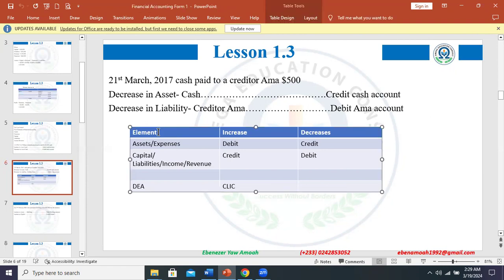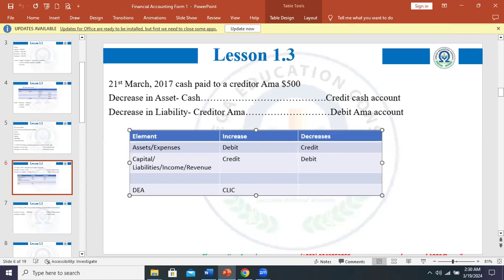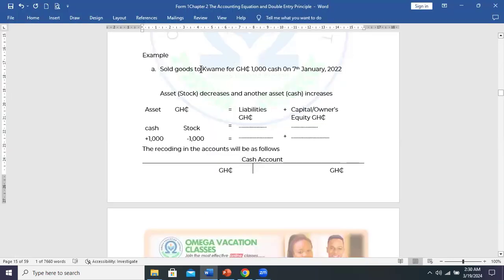Get it straight that anytime you are looking at a transaction which has assets or expenses, then the double entry principle says that when that asset is increasing, you debit. And when the asset is decreasing, you credit. So take note of that. Capital, liabilities, income, for them, when they increase, we credit, and when they decrease, we debit. So we are going to use this principle to record this transaction, sale of goods.